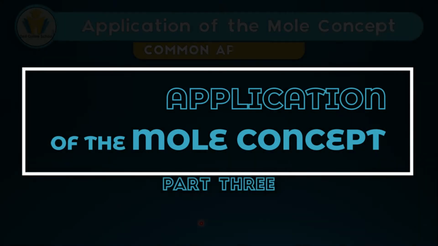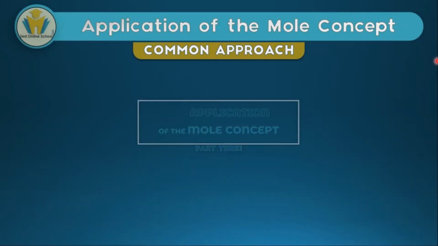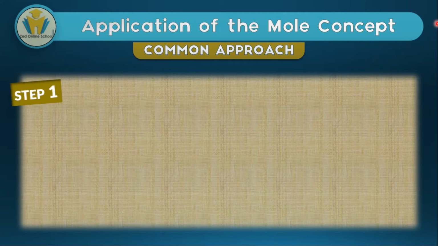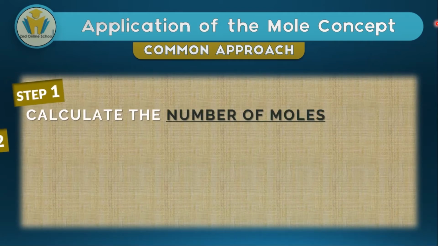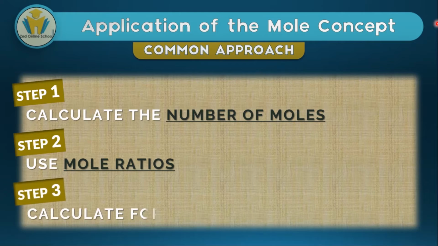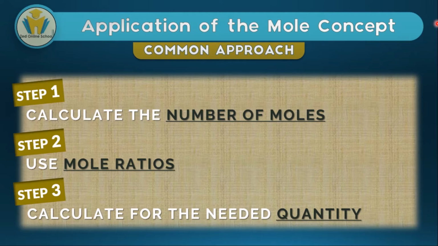We've talked about much of what will be used when applying the mole concept. Now, there's a common approach that we can take when answering questions about the mole concept. You first find the number of moles, then use mole ratios to convert those moles into the number of moles of another substance. And then after you convert the number of moles, you use that to calculate the needed quantity. You will get even more understanding of this approach when we get to answering the questions.